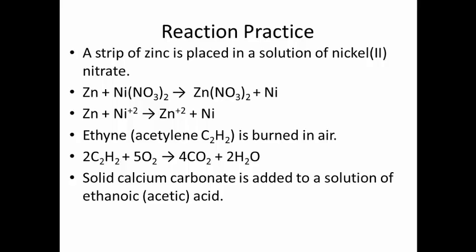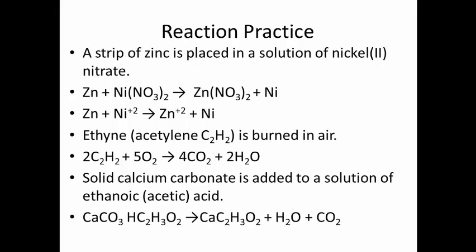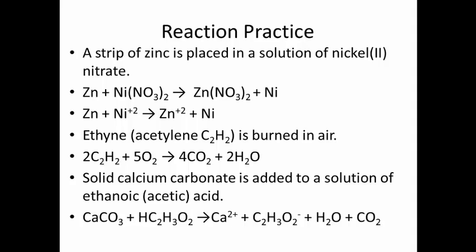Solid calcium carbonate is added to a solution of ethanoic acid, acetic acid. So acetic acid is a weak acid, and calcium carbonate is a solid, so we have to write them completely out. So it gives us this, and it's going to be what we used to call a double replacement reaction, but now we call it a precipitation reaction, where the calcium is going to join with the acetate and the carbonate is going to join with the hydrogen.